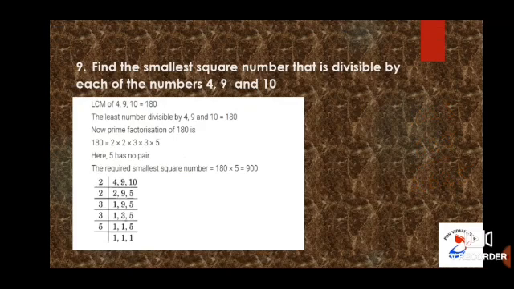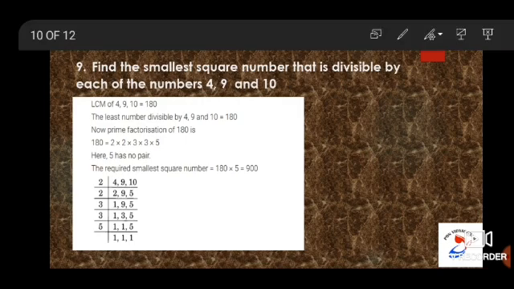We will move on to sum number 9. Find the smallest square number that is divisible by each of the numbers 4, 9 and 10. The least number that is divisible by 4, 9 and 10 will be LCM of 4, 9 and 10. So first we have to find out the LCM for 4, 9 and 10. On dividing it by 2, you will have the numbers as 2, 9 and 5 respectively.